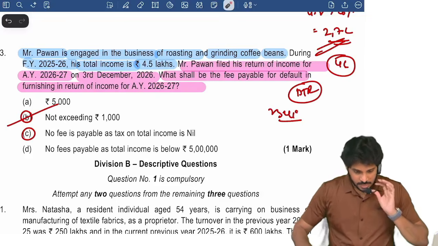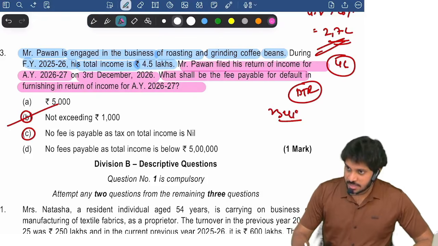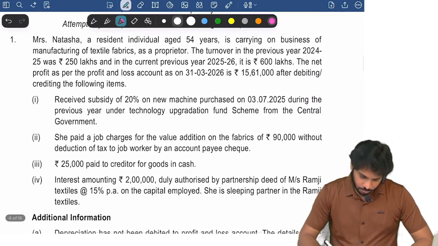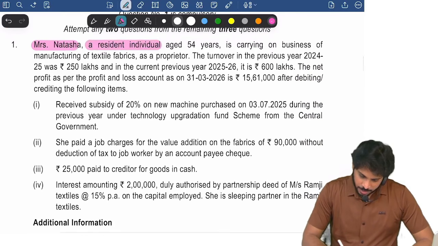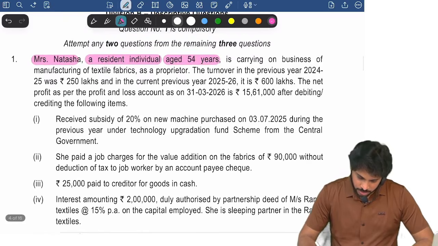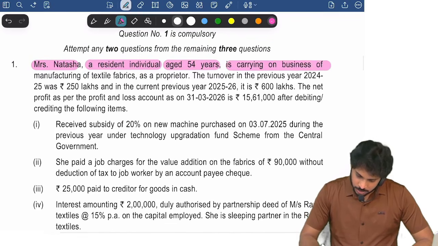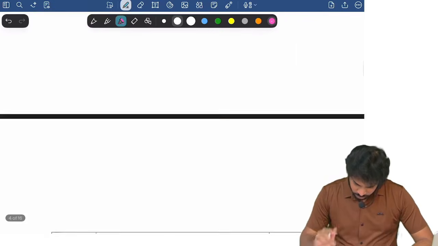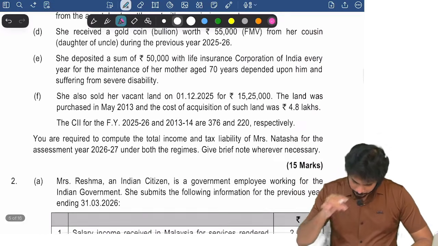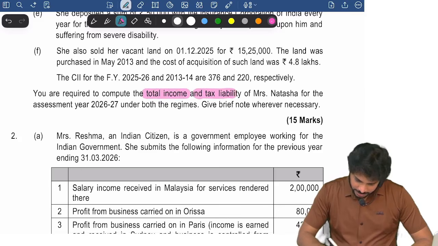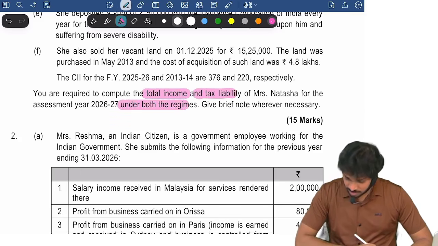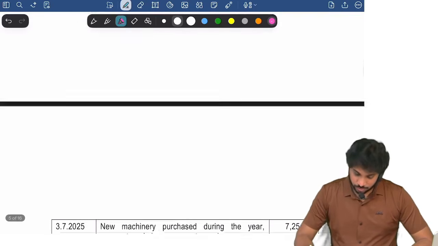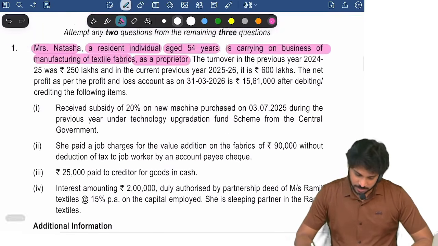Yeah. Let's start this MTP2 May 26 related income tax descriptive part. Now, Miss Natasha, an individual aged 54 years, is carrying on the business of manufacturing as a proprietor. Okay, fine. First, what is the question that they're asking? Total income tax liability under both the regimes. Give brief note wherever necessary. Okay, so first I need to compute under default tax regime. That means, correct?